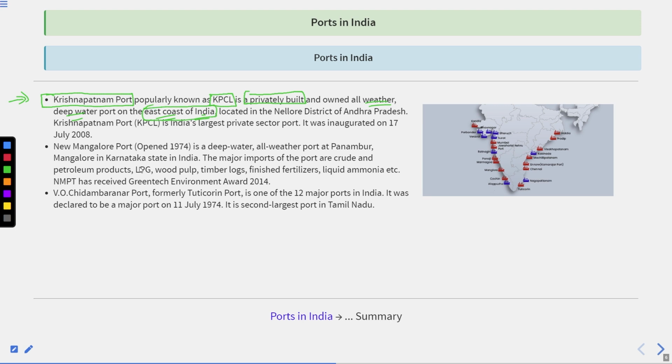Okay, it is actually located in Nellore district of Andhra Pradesh. And the Krishnapatnam port, also known as the KPCL, is actually the largest private sector port. Like basically, we know, in order to do the privatization, the government is offering the ports to the private players also. Okay, like majority of the ports are still under the state or the central governments, but some ports are now under the control of the private management. So KPCL is such a port which is under the private management, and it is the largest private sector port.